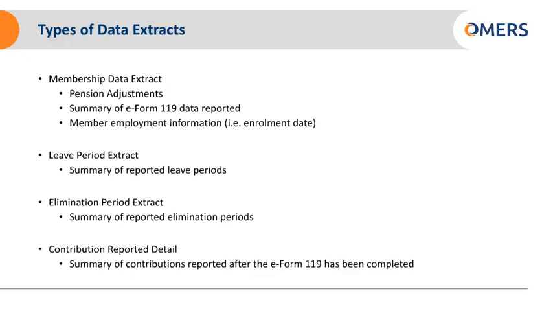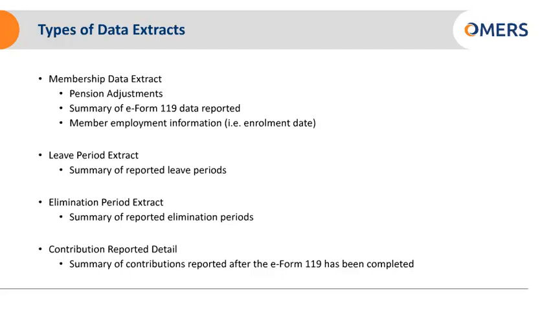Let's look in detail at each of the previously mentioned types of extracts that OMERS provides. Membership data extract. This provides information such as all reported 119 data, normal retirement age, employment status, and very importantly, pension adjustments for all 119s reported prior to February 28th.